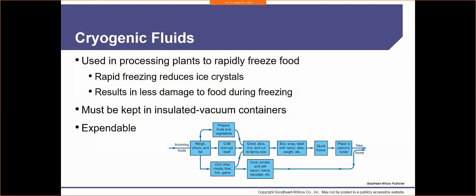We have cryogenic fluids used in processing plants to rapidly freeze food. Rapid freezing reduces ice crystals, resulting in less damage to food during freezing. It must be kept in insulated vacuum containers and expandable. So this is just basically a little diagram of what ends up happening here. Basically, it just shoots a bunch of cold stuff at the product, freezes it, and we're good to go.